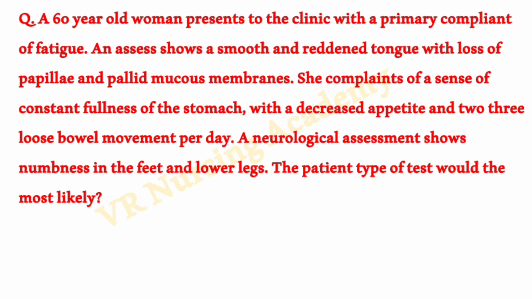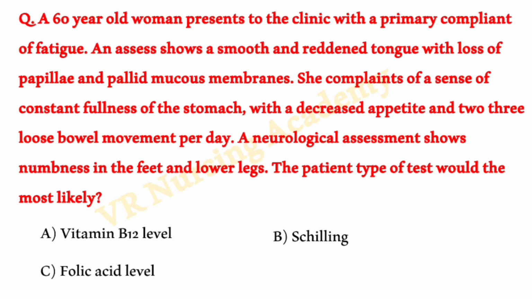Option A. Vitamin B12 level. B. Schilling test. C. Folic acid level. D. Erythropoietin. Which is the correct answer? Option A. Vitamin B12 level.